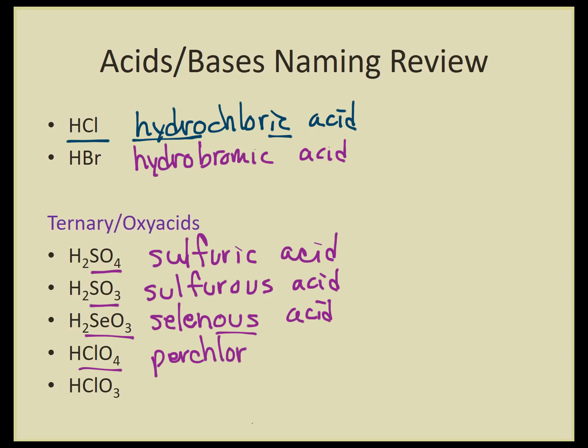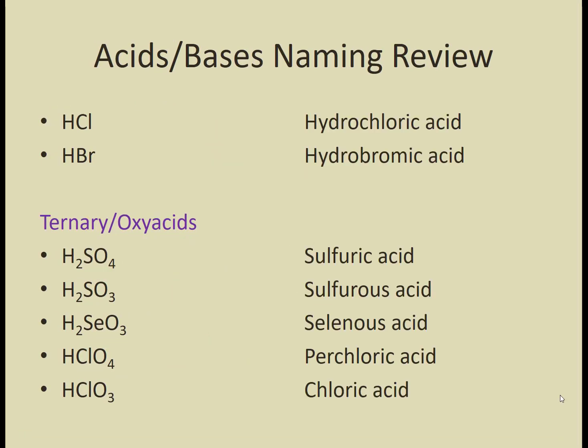So perchlorate becomes perchloric acid. This is the polyatomic ion chlorate, so it's going to become chloric acid.